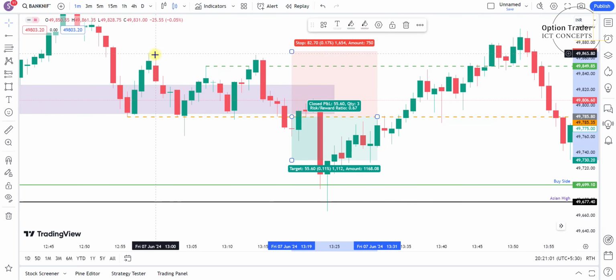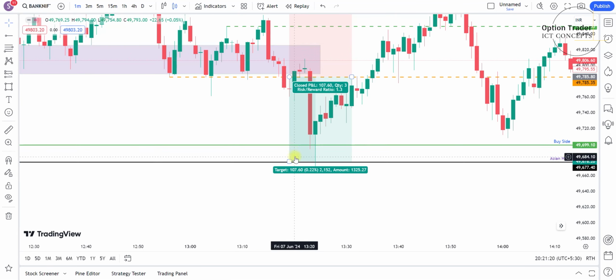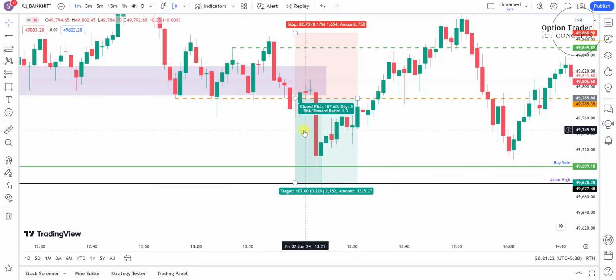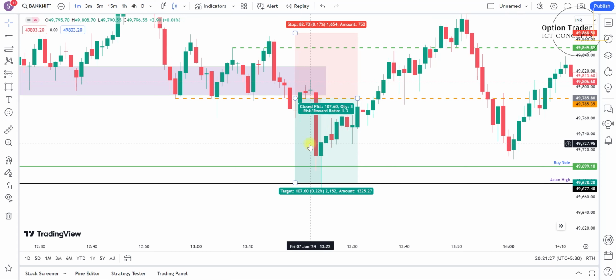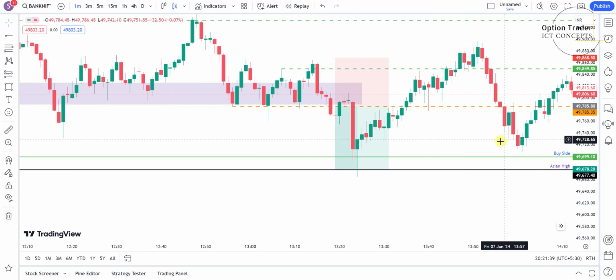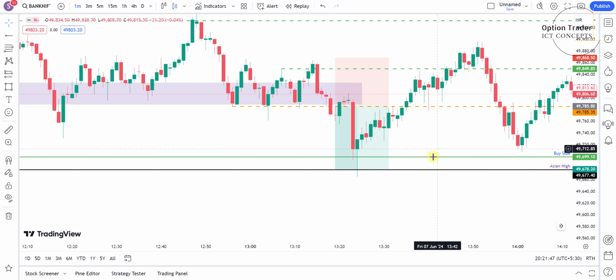This equal high was my SL, 82 points, and my target was this Asian high because then only I'll be having a 1:1. Yeah, it is 1:1.3. It is good. In the premium, we will be having 50 to 60 points, I guess. Okay. So what happened is that after getting a trade over here, the next candle moved upwards, and suddenly it just fell and swept our Asian high, and it went back. So I exited over here.